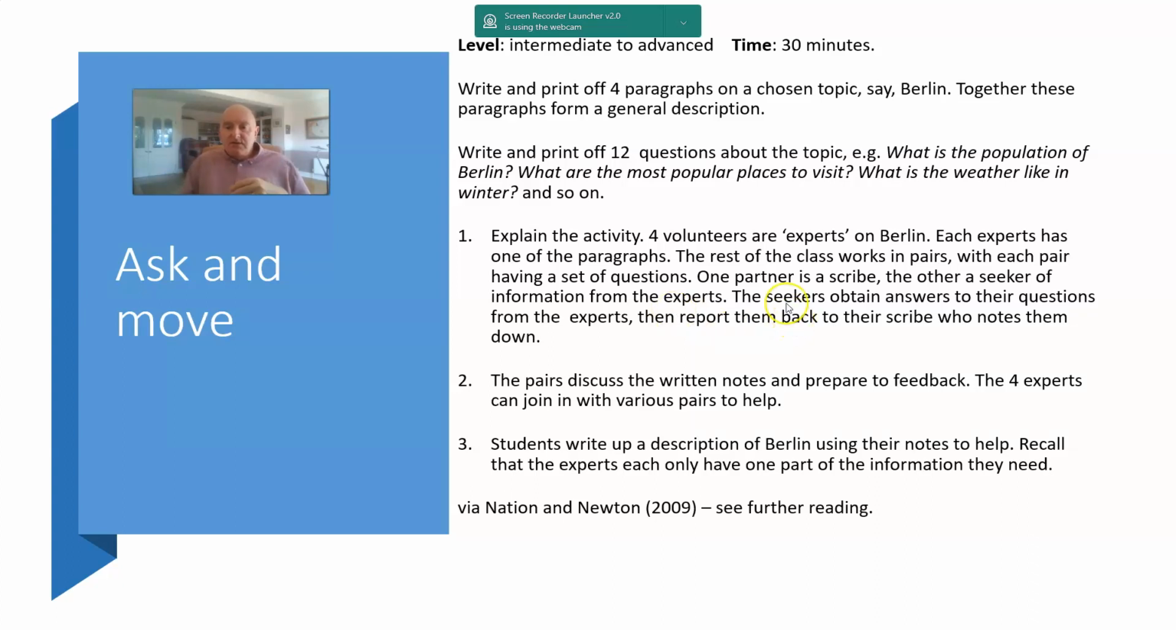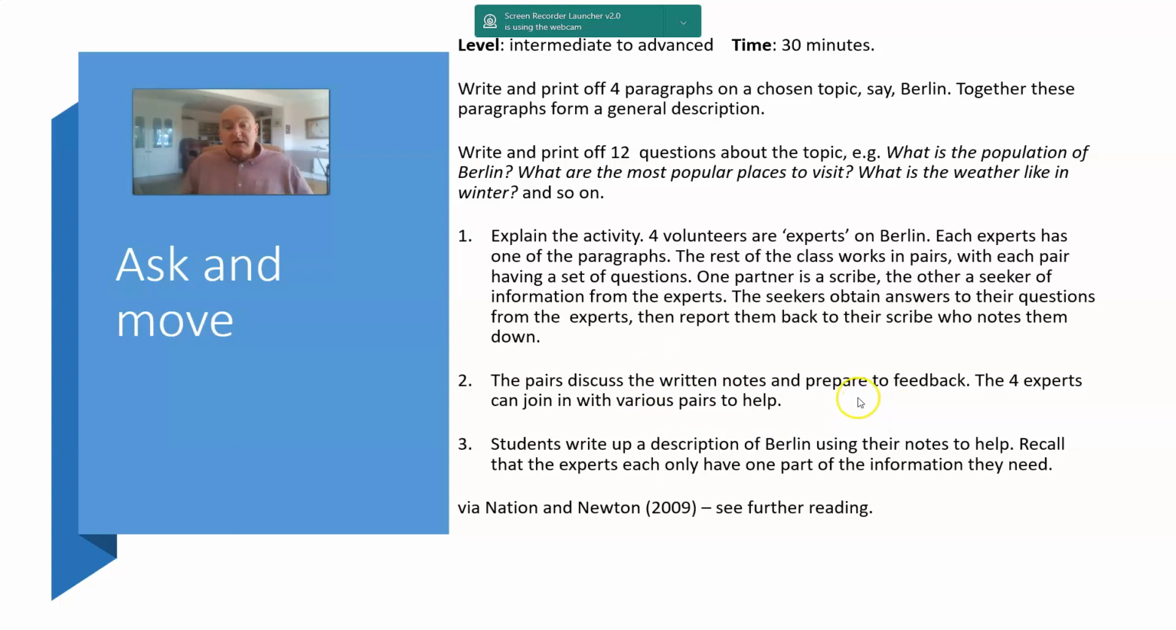So, of course, the information seekers here won't get all the information they need from one person alone. They've got to go and find all 4 people. So there'll be a situation where they ask one of their questions, and one of the experts doesn't know the answer, and they'll just have to say, I don't know, I don't have that information. And then they'll have to ask someone else, move around and ask another expert. Eventually, when they think they've got all the answers, then the pairs can discuss the written notes and prepare to feed back.